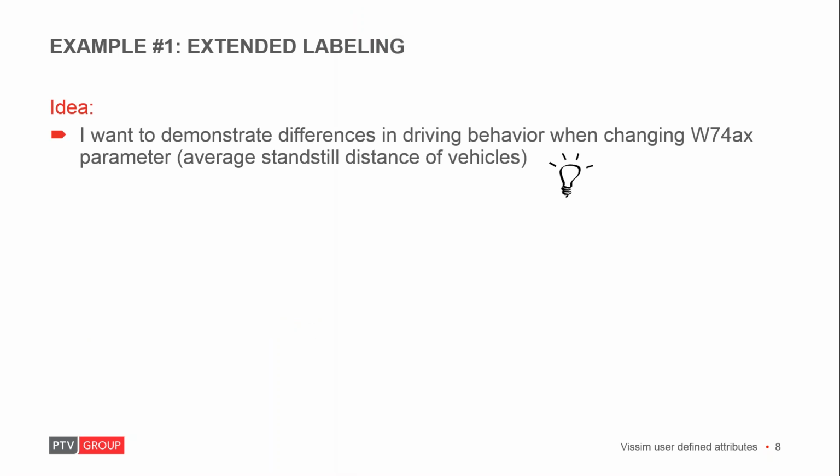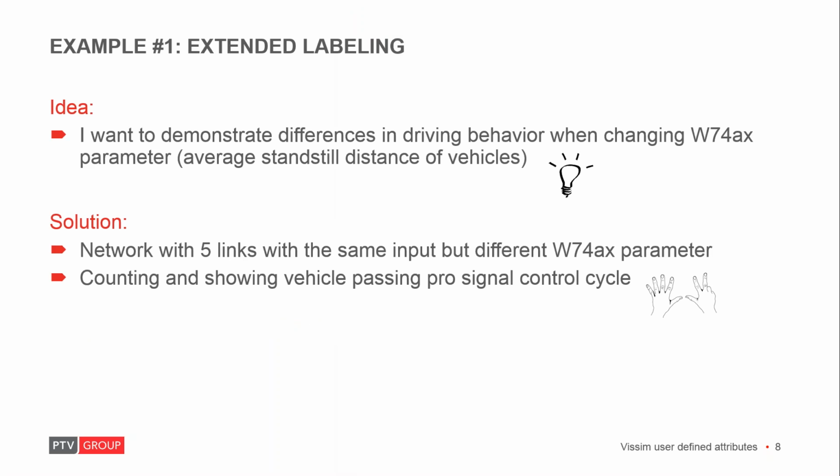Next part of the webinar, application examples. Example number 1, extended labeling. The idea is I want to demonstrate differences in driving behavior when changing the W74AX parameter, which is the average standstill distance of vehicles. Solution: I will create a network with 5 links with the same input but different W74AX parameters, and will let Vissim show the number of vehicles passing during one signal control cycle.